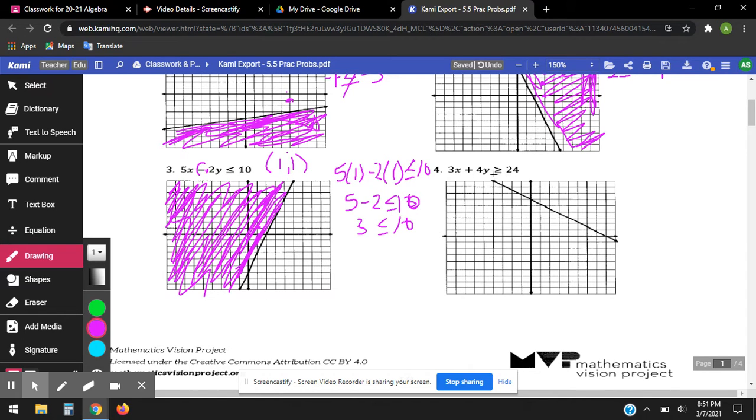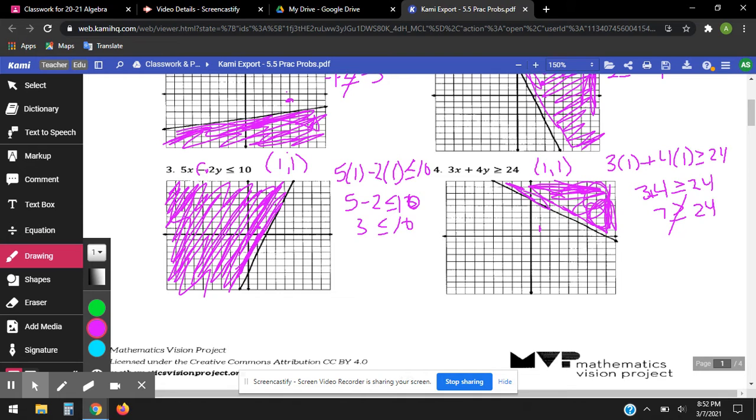So here, is that greater than 24? Let's just do our 1 comma 1 again. Again, that's an easy number to plug in. 3 times 1 plus 4 times 1, is that greater than or equal to 24? 3 plus 4, that's 7. Is that greater than or equal to 24? No. So I want this side of the line because the number I picked didn't work.